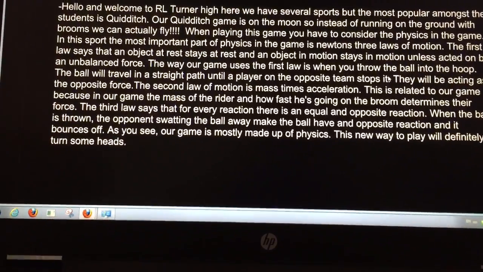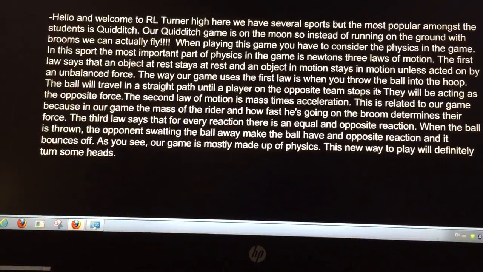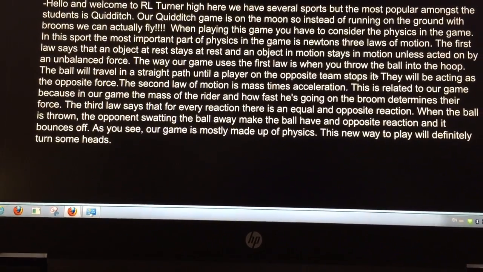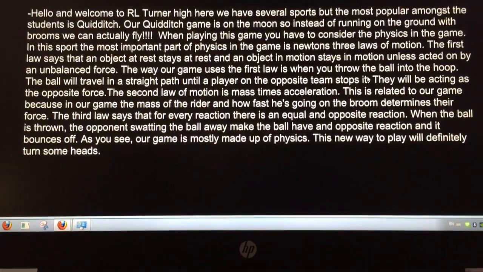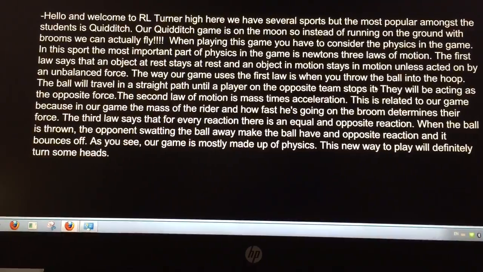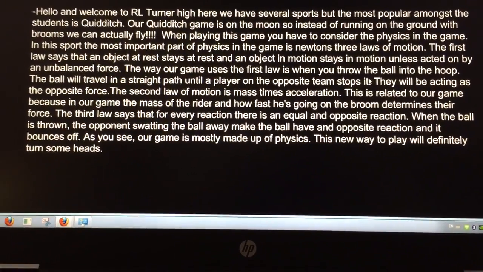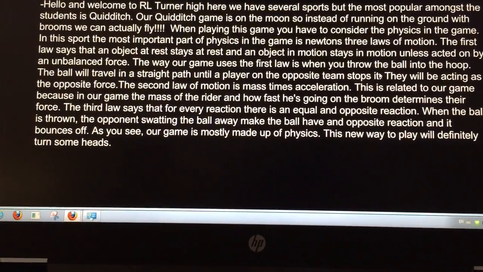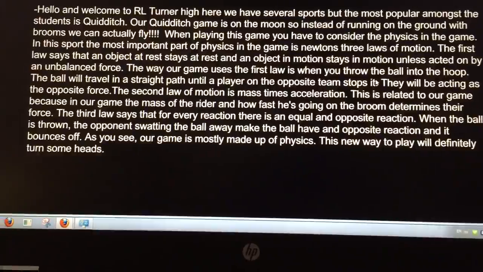The second law of motion is mass times acceleration. This is related to our game because the mass of the rider and how fast he's going on the broom determines their force. The third law says that for every action, there is an equal and opposite reaction. When the ball is thrown, the opponent swatting the ball away is an opposite reaction, and it bounces off. As you see, our game is mostly made up of physics. This is a new way to play and will definitely turn some heads.